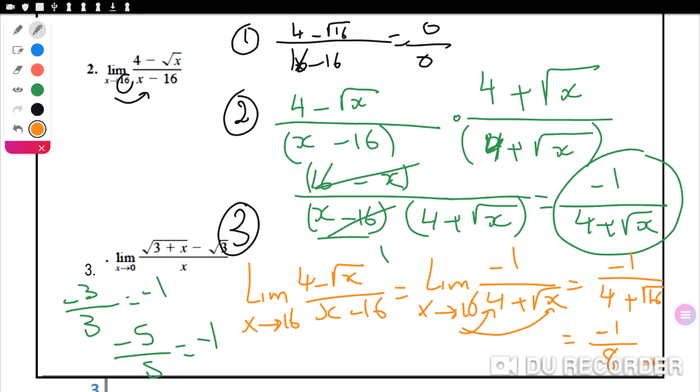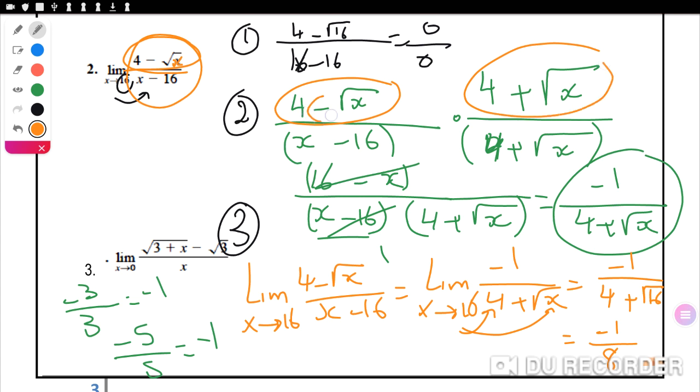But here, if the function in the numerator or the denominator of the given rational function is not a polynomial, as you see here, that is the numerator. How? Since we have a variable under the root, it is not a polynomial. In this case, we use the conjugate of the function which is not a polynomial. Multiply both numerator and denominator by the conjugate, which means change only the sign between the given terms.